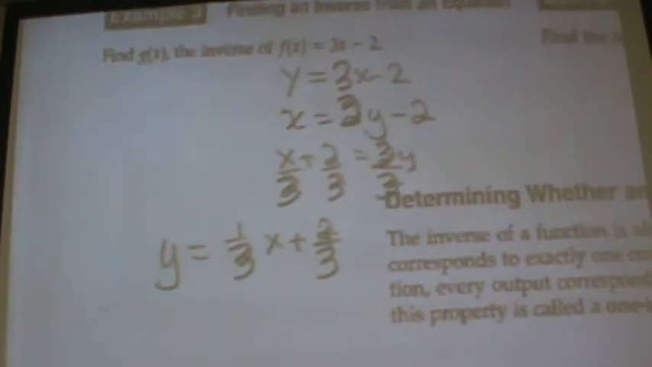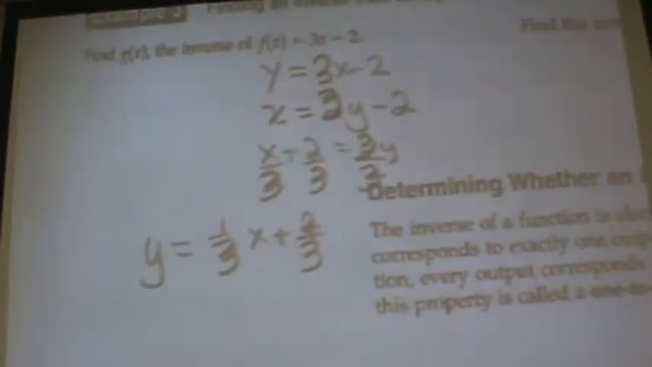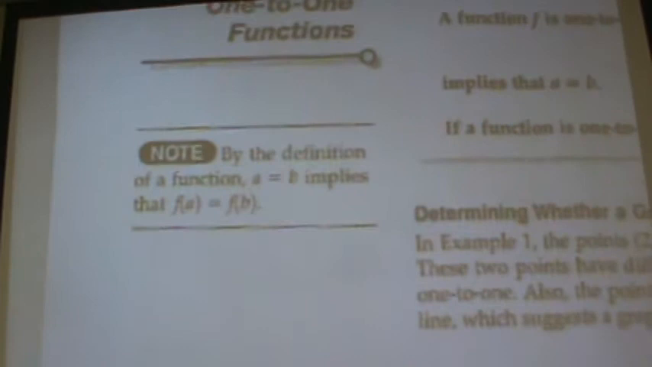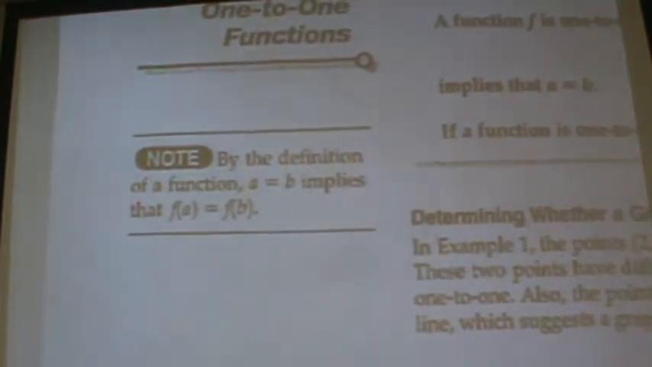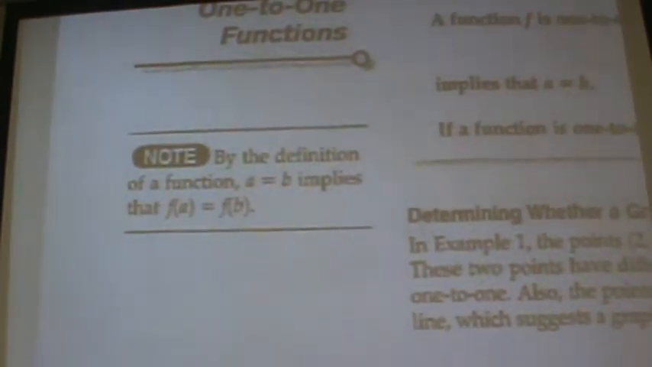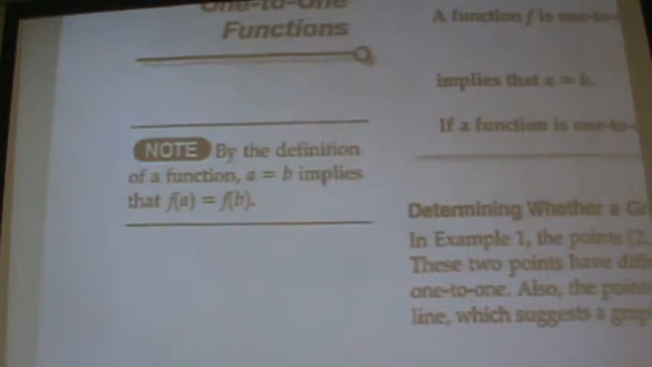Okay. Now, we talked about this one-to-one stuff. If it passes the horizontal line test, if a function is 1-to-1, it will pass the horizontal line test. And that's going to be an indication to you that its inverse will be a function. So I want you to flip to the back.